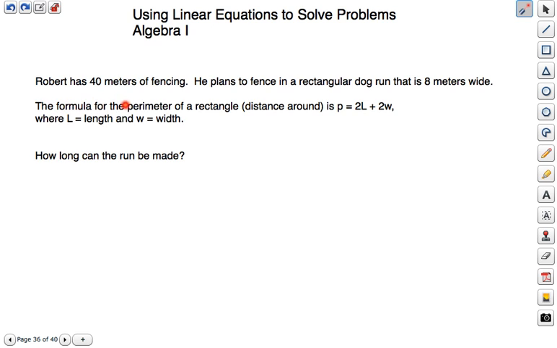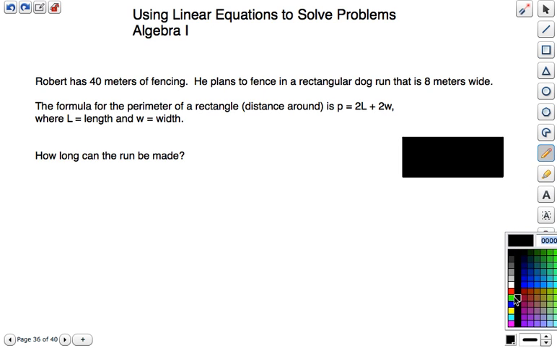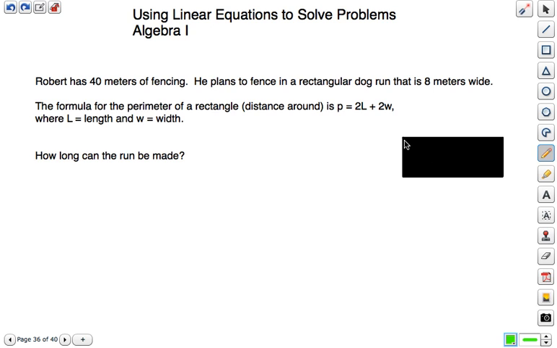The formula for the perimeter of a rectangle is 2L plus 2W. So perimeter equals 2 times the length plus 2 times the width. Remember, perimeter is just the distance around something. So we're talking about a rectangle here, and we want to know the distance all the way around this. That's the perimeter.